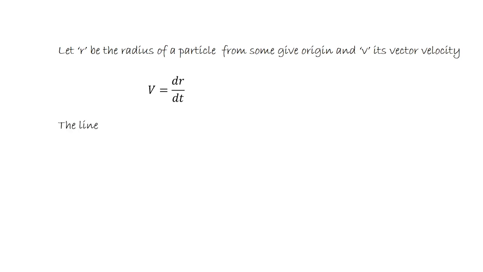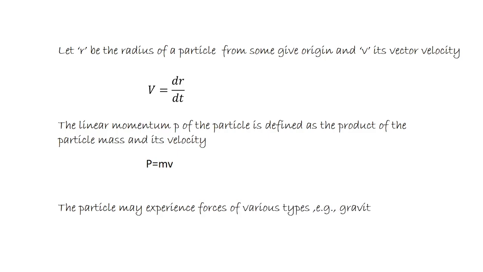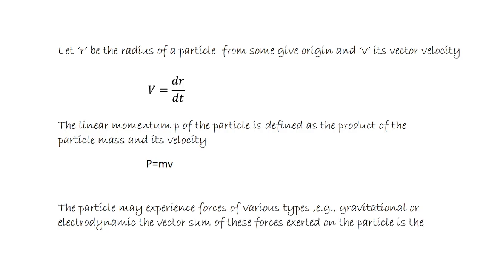Let r be the radius vector of the particle from some given origin and v its velocity. Therefore v equals dr divided by dt. The linear momentum of a particle is defined as the product of the particle mass and its velocity, p equals mv. The particle may experience forces of various types, for example gravitational or electrodynamic. The vector sum of these forces exerted on the particle is the total force F.